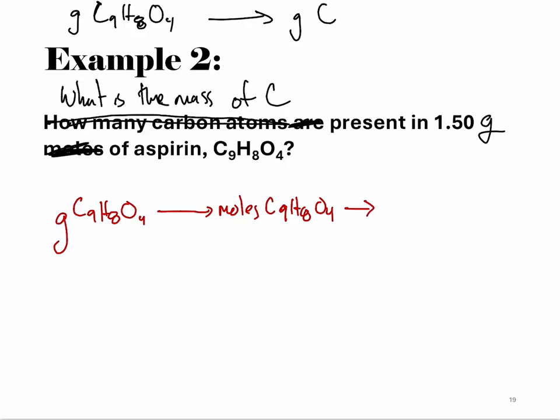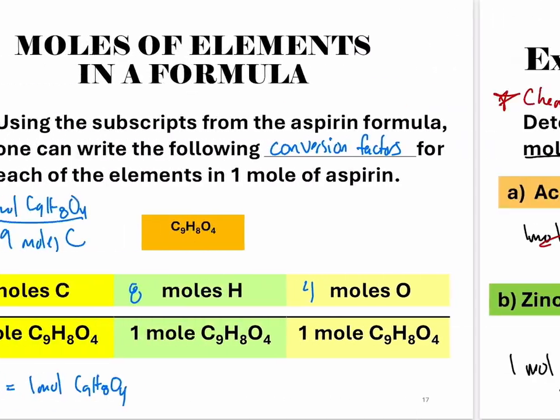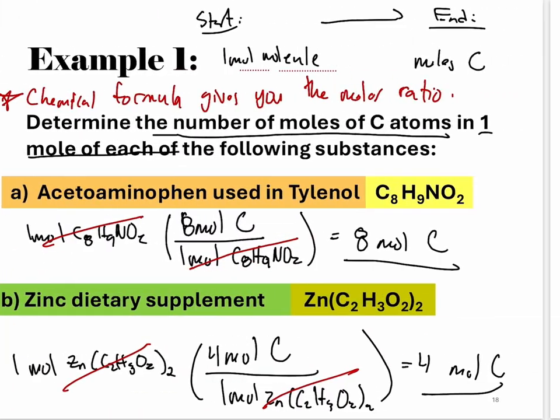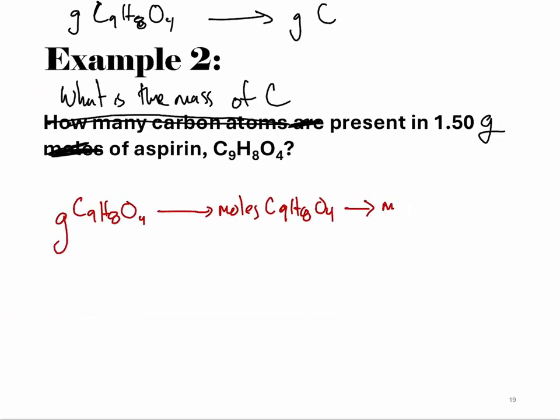And then we can use moles of aspirin to go to what? Moles of carbon, right? We go from moles of aspirin to moles of carbon, using the molar ratios that we just talked about. And then we can use moles of carbon to go to what? Mass of carbon.